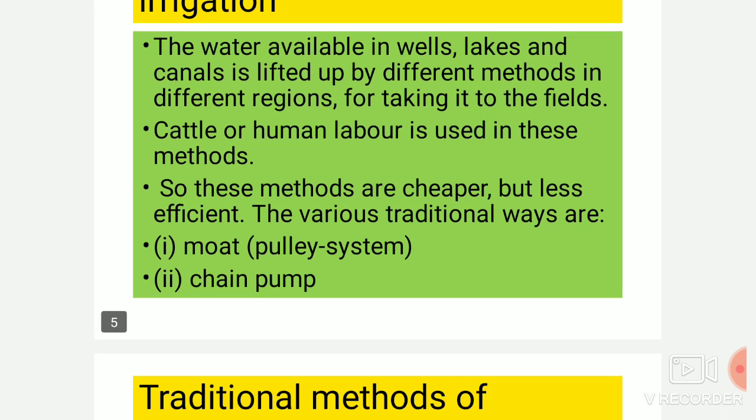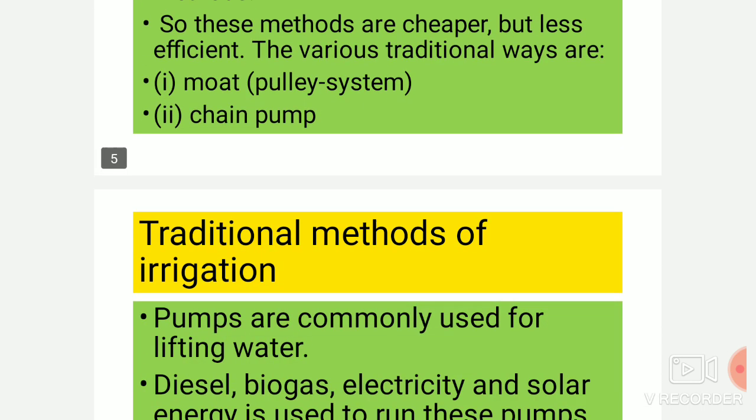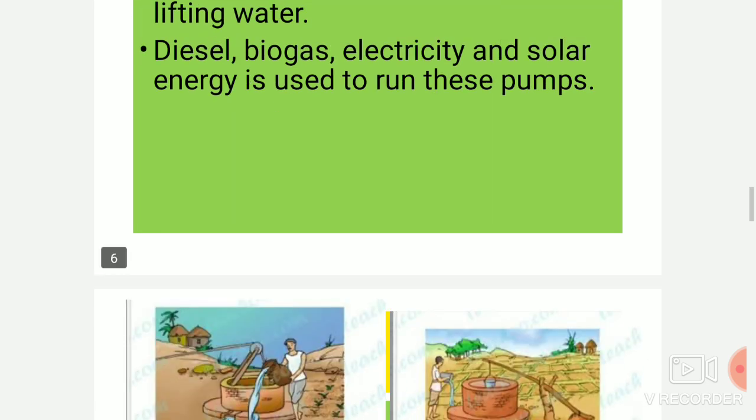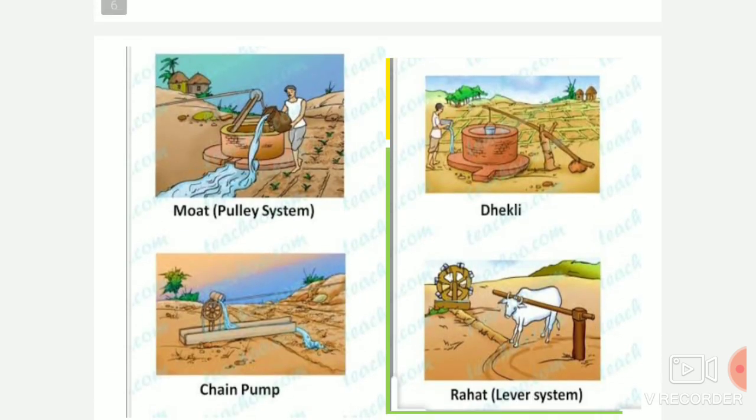So the first one is the moat, then the chain pump. Pumps are commonly used for lifting water. Diesel, biogas, electricity and solar energy are also used to run these pumps. So here you can see the moat system.